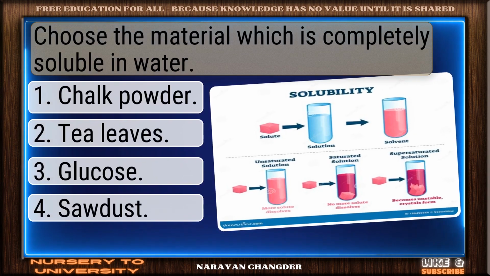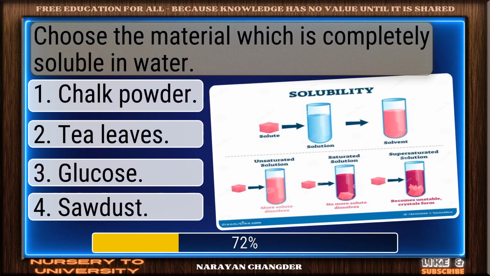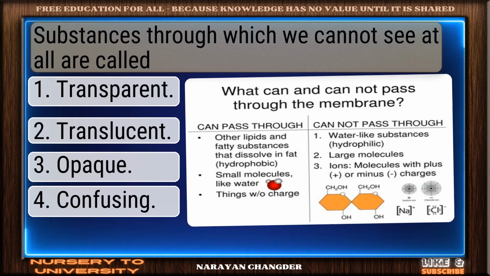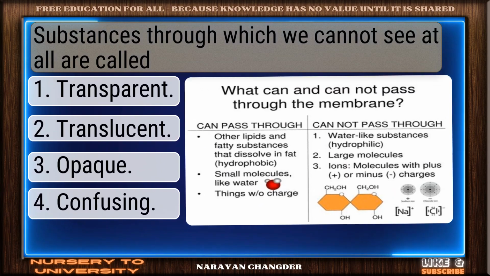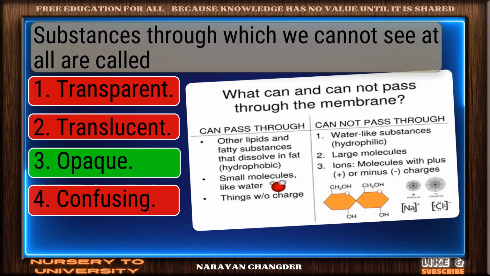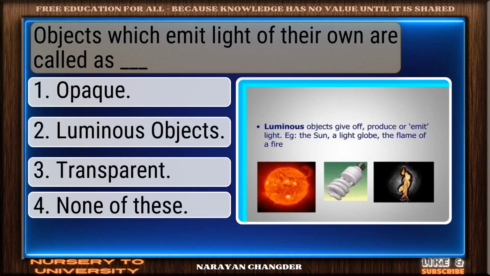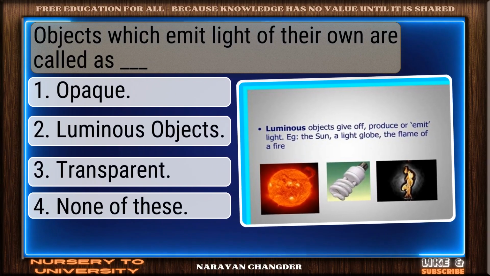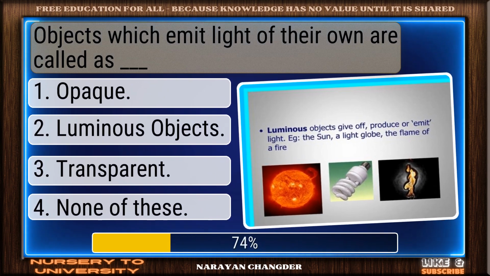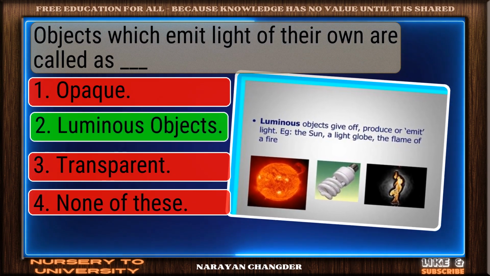Choose the material which is completely soluble in water. Right choice. Glucose is the best answer. Substances through which we cannot see at all are called. Well picked. Opaque is the correct answer. Objects which emit light of their own are called as dash. Correct. Luminous objects is the right answer.